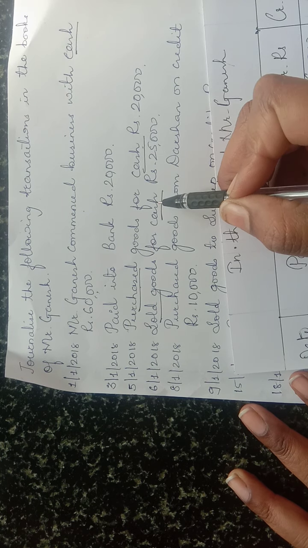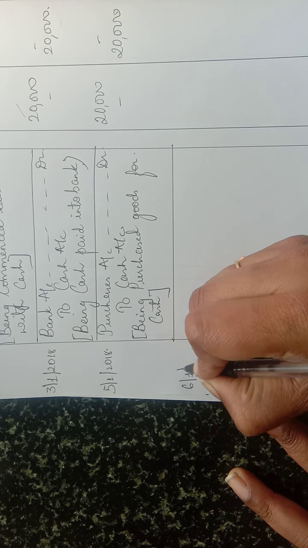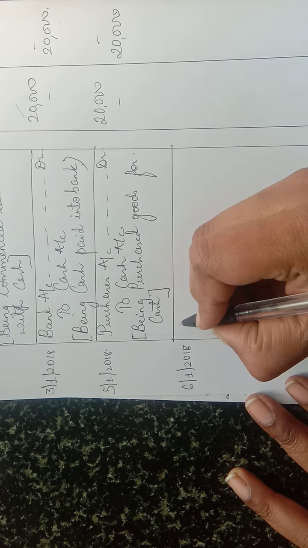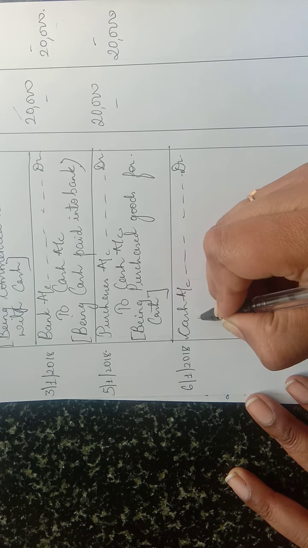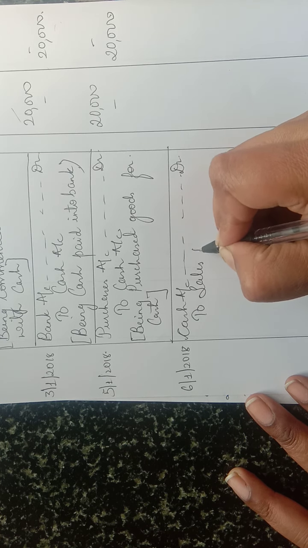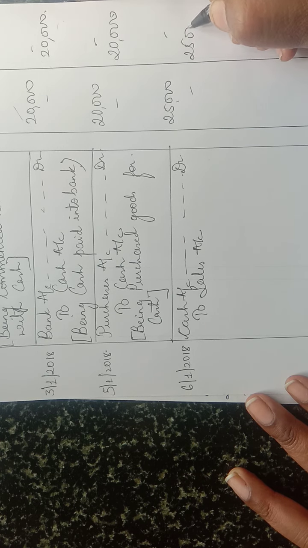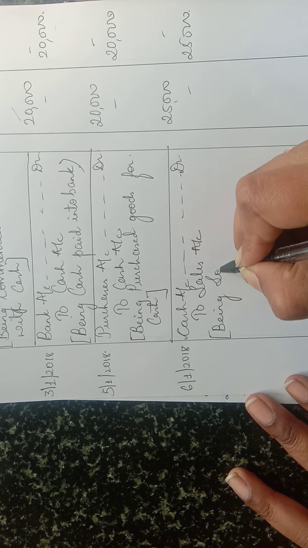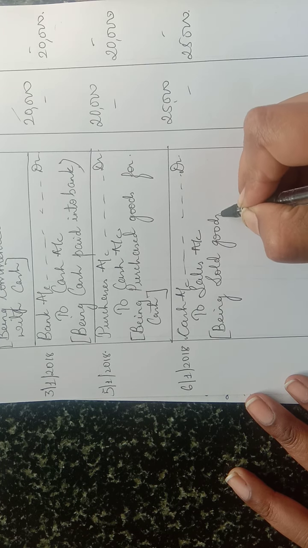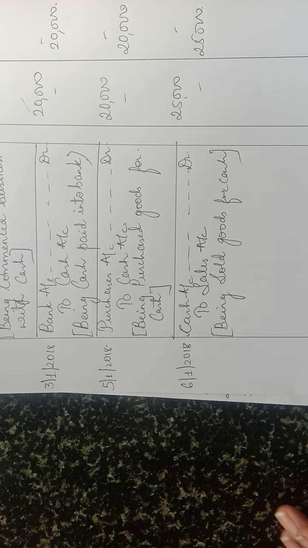So what is the journal here? Cash account debit to sales account. Amount is 25,000, date is 6. Cash account debit to sales account, 25,000. Being sold goods for cash. Okay. So draw line.